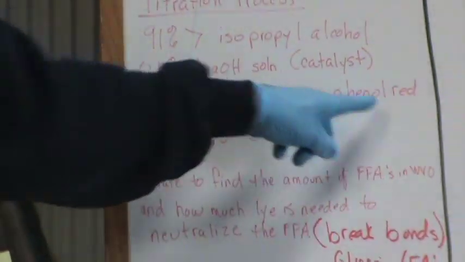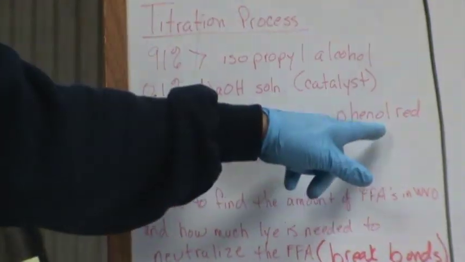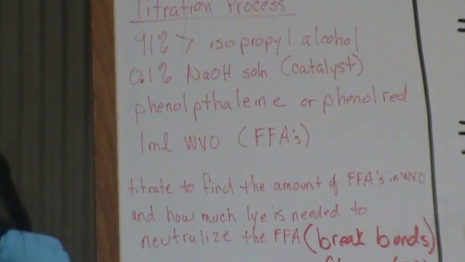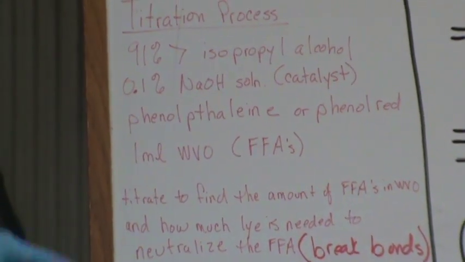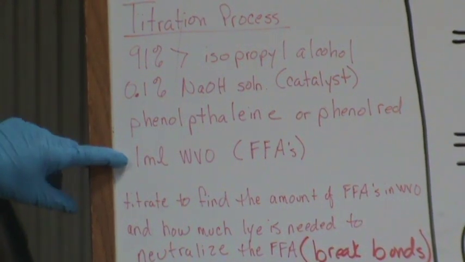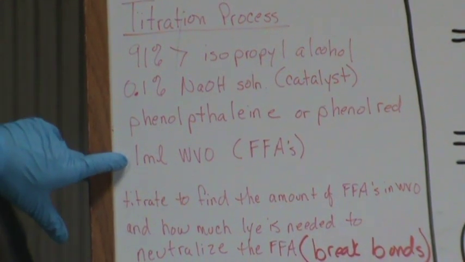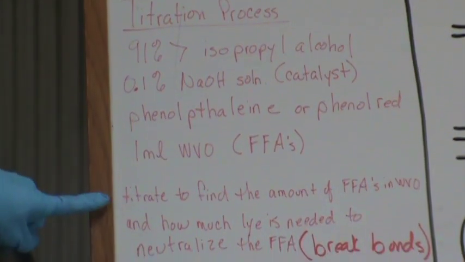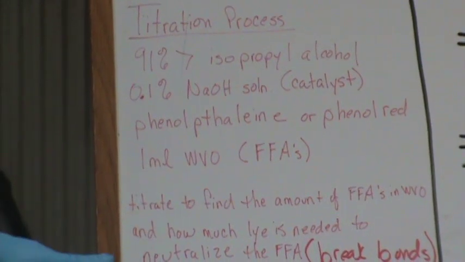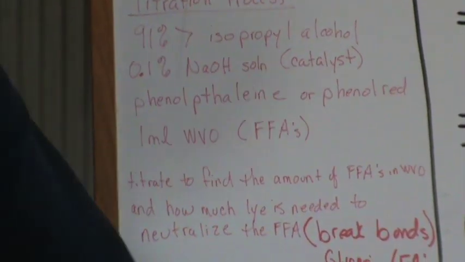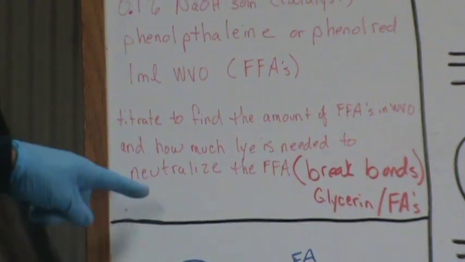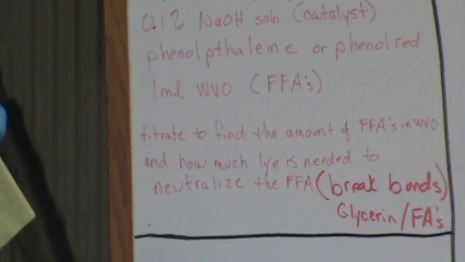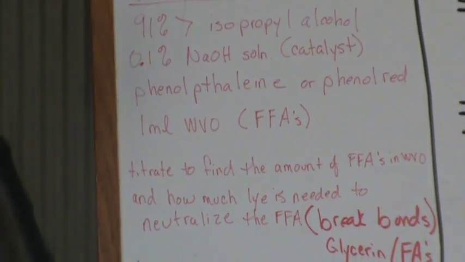You need a pH indicator. We use phenolphthalein, or you can use phenol red. And this is just going to indicate to you when your chemical bond has been broken, okay? And then, of course, you need some of your waste vegetable oil that you're titrating for the process. So basically, all the titration does is find the amount of fatty acids in the waste vegetable oil and how much of this lye or catalyst is needed to neutralize the fatty acids, to break that bond and get these fatty acids out on their own so that I can have some fuel to put in my truck. Okay?